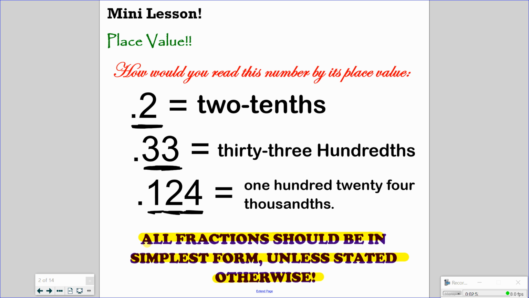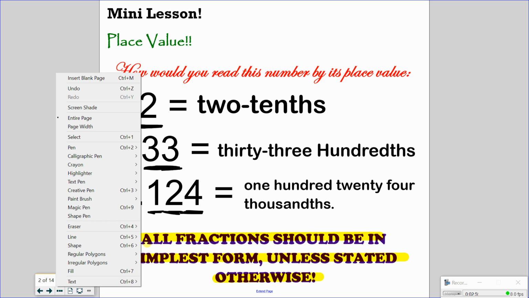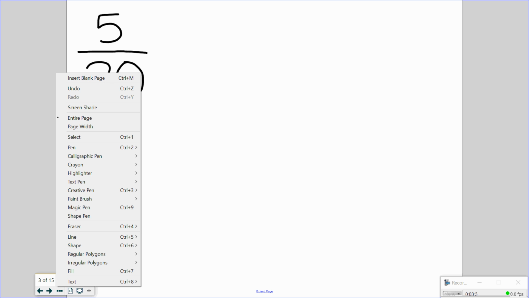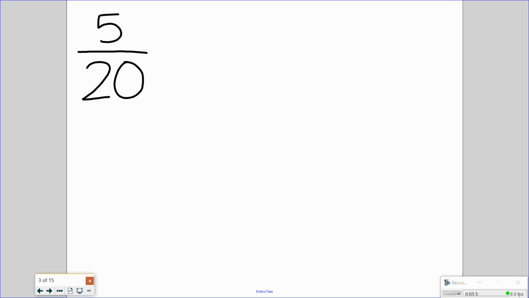Now, a lot of people say, well, how do you simplify a fraction? Here is a quick way that I remember how to simplify a fraction. Let's go with 5/20. Right now we need to find a number that goes into 5 and a number that goes into 20, but it has to be the same number. Sometimes I like to just say, whenever in doubt, start with 2.